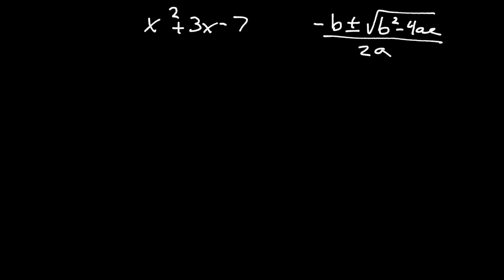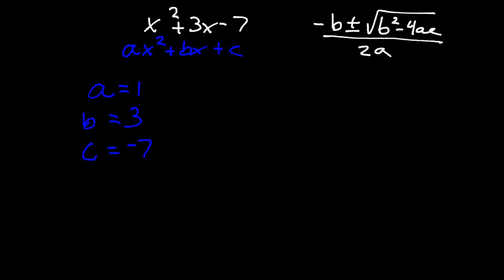It'll work for everything. But first, we've got to figure out what our a, b, and c are, because we need b, a, and c. So remember that our standard form is ax squared plus bx plus c. So our a here is 1, our b is 3, and our c is negative 7. Now we take these three values and put them into our quadratic formula.